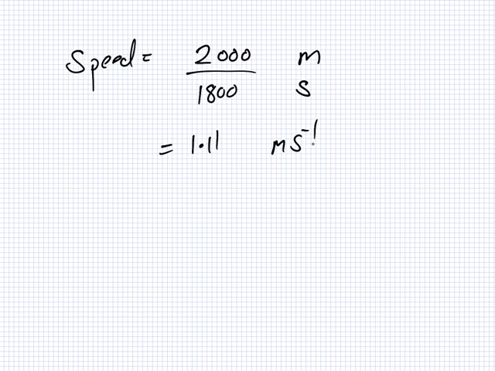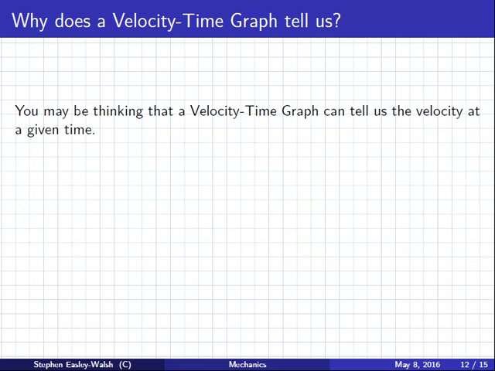Okay. So you may be thinking the velocity time graph can tell us the velocity and the time. Well, yes, of course it can. But it can also tell us much more as well, which is what we're going to have a look at now. So I think we'll have a look at what else we can learn. So there's a small little proof here I need you to write down. So let's have a look at a velocity time graph here.